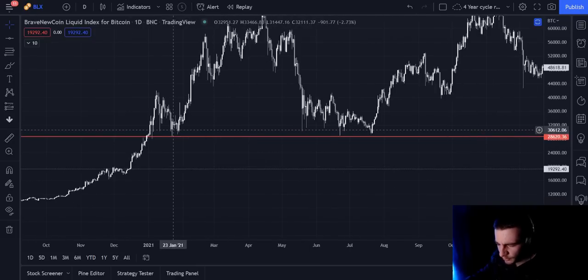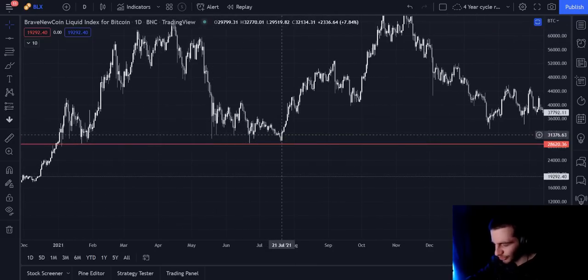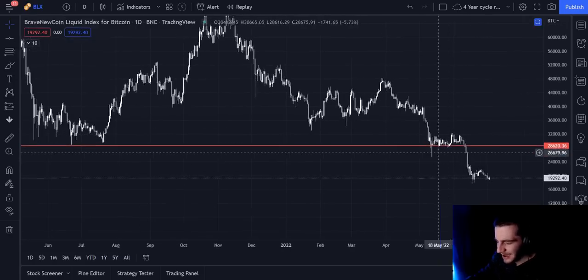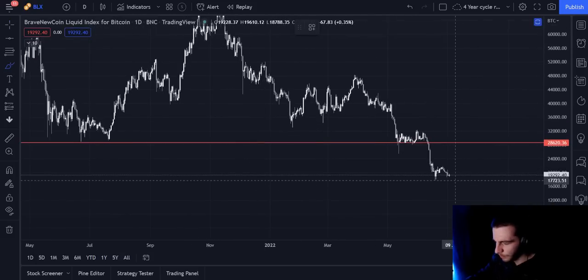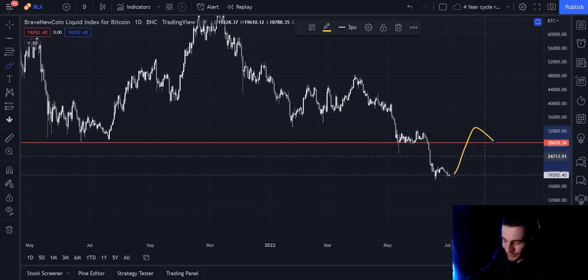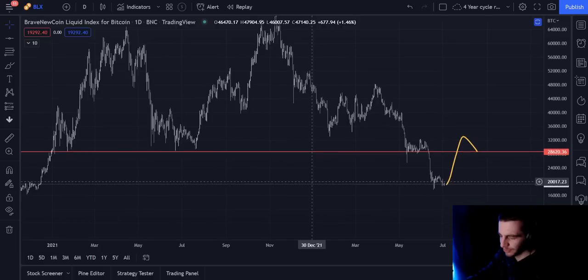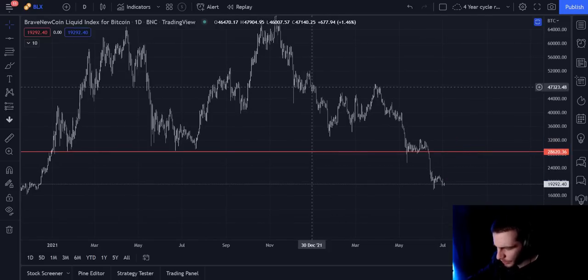28.6K was the macro support. In January 2021, it was the macro support through May to July 2021. It was the macro support before we dropped down to 17K here in May 2022. It is the line in the sand. If we break back above 28.6K, that's basically a confirmation that we're back in a medium-term bullish trend. That's a confirmation that the bear market drop is over. And so that is the critical line, 28.6K.